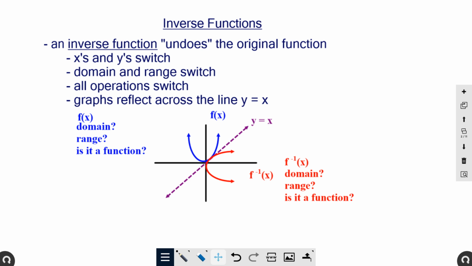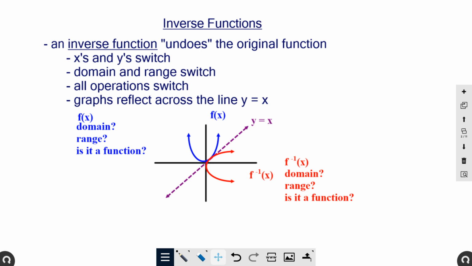All the operations switch, which is bullet number 3. So addition would go to subtraction. Multiplication would go to division. Other things that happen is your x and y values switch. Okay? If your x and y values switch, then that means your domain and your range also switch, because domain deals with x and range deals with y. So if you switch the x's and y's, the domain and range will also switch.